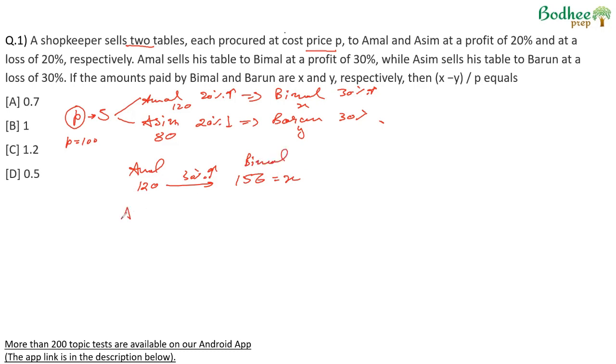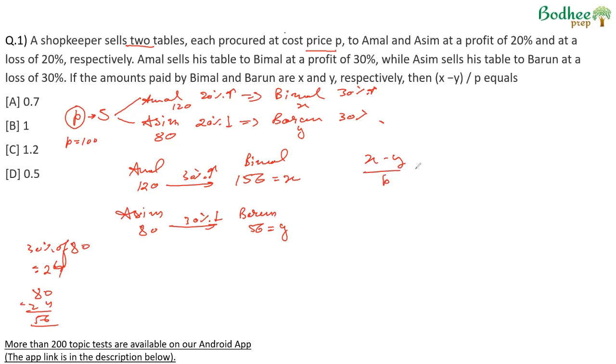If we look at Asim, Asim got it for 80 rupees and sold it at a loss of 30%. 30% of 80 will be 8 threes are 24, and 80 minus 24 will be 56. That means Asim sells it to Barun at 56 rupees. This becomes the value of Y. We have to find out X minus Y upon P. So 156 minus 56 upon 100, which is nothing but 100 upon 100 or 1. Option B becomes the answer.